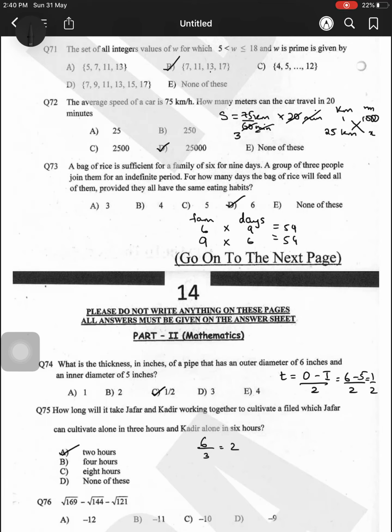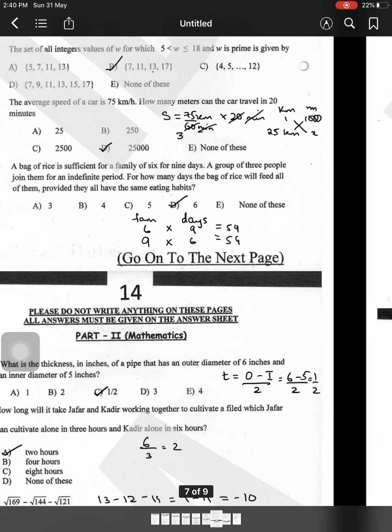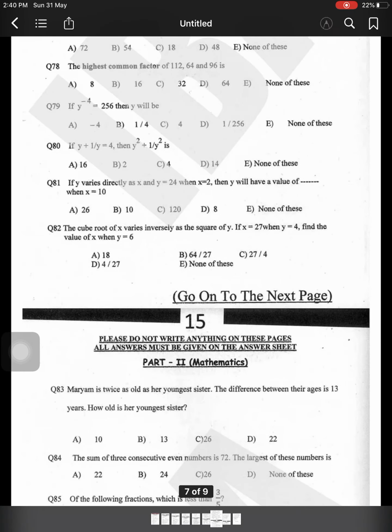Okay, in this next question, we know that the square of 13 is 169. We know that the square of 12 is 144. We know that the square of 11 is 121. So this is going to give us 1 minus 11 is equal to minus 10, which is C. Next question.